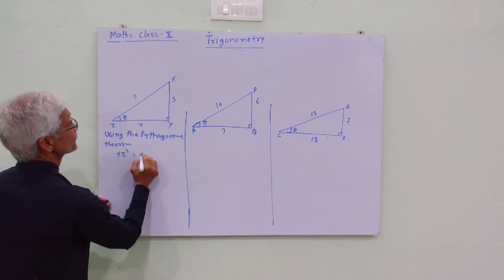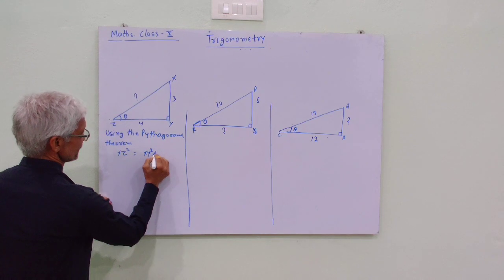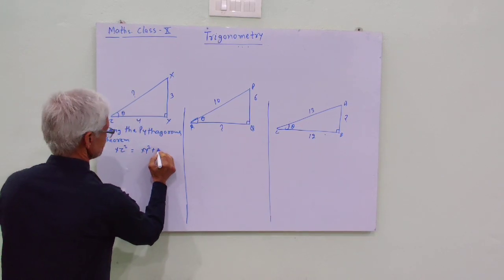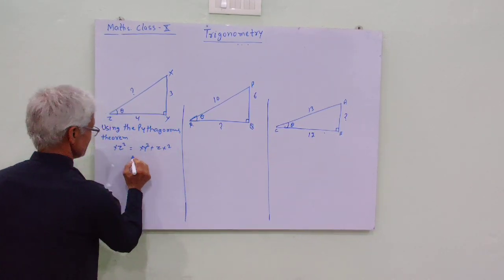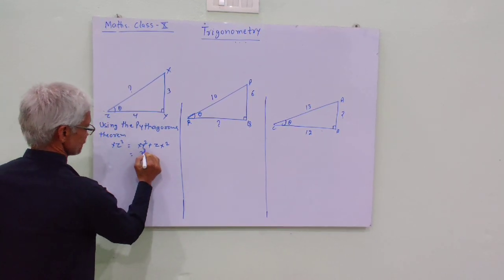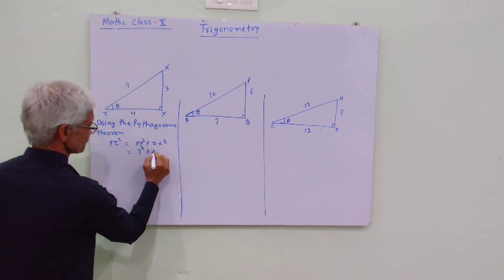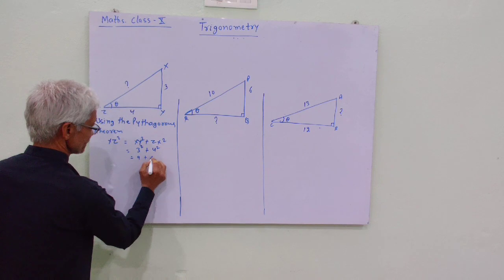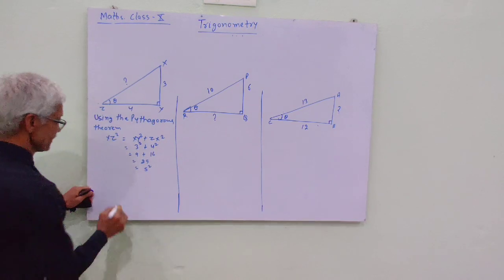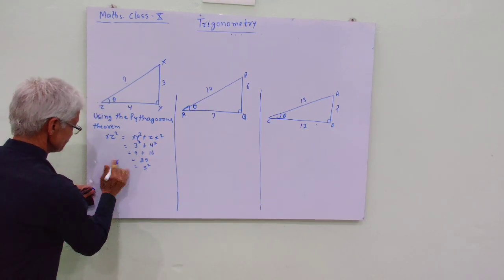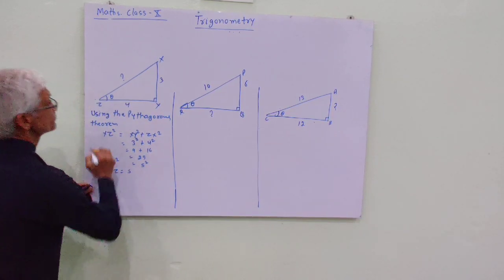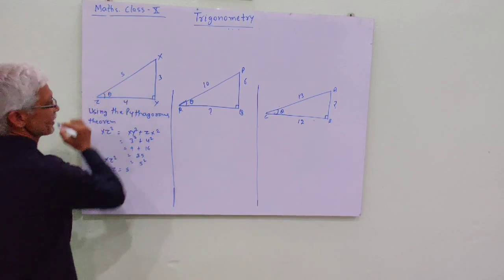XZ square is equal to XY square plus ZX square. That is XY 3 square plus ZX 4 square, that is 9 plus 16, that is 25. That is 5 square. Now we have got 5.